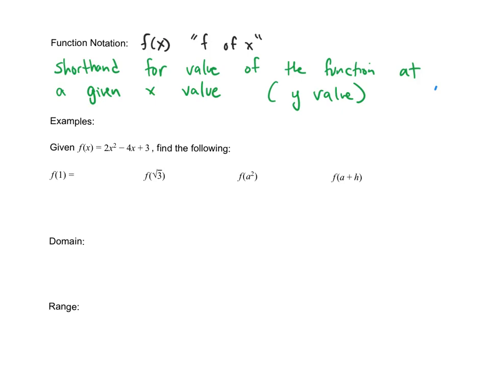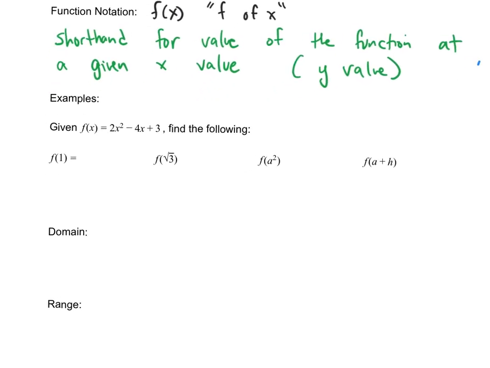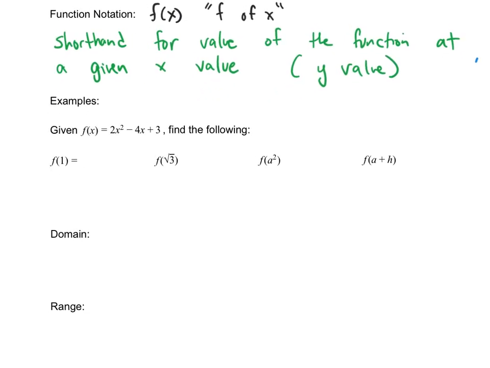So here's an example. We're trying to find some really specific values that we'll use in calculus a lot this year. So we're given a function, 2x squared minus 4x plus 3. So we're looking for f of 1, f of radical 3, f of a squared, and f of a plus h. Especially the last one is a very important one because we'll use that a lot when we find what's called a derivative.